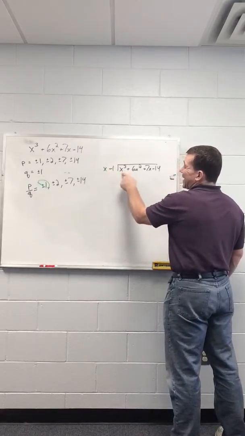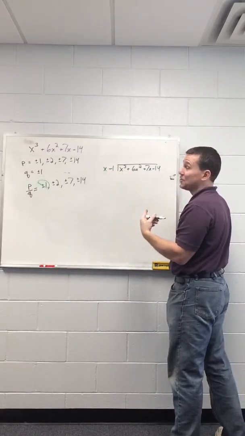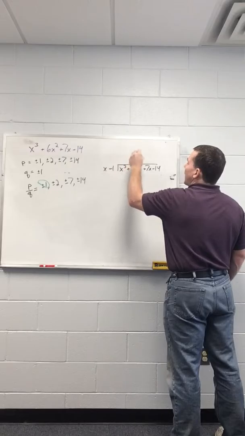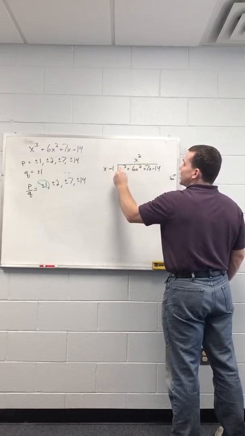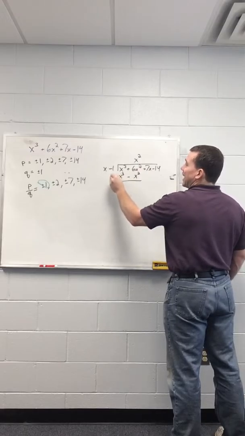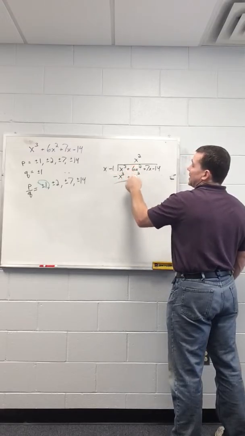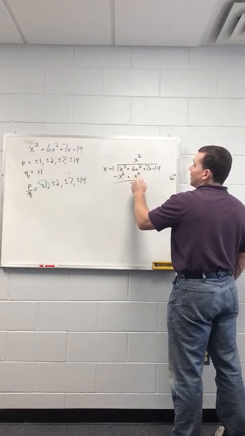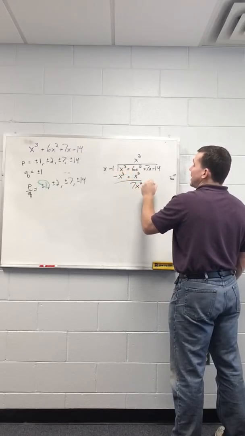Now, I'm going to do my division. What do I multiply x by to get x cubed? I'm going to go through this quickly because you guys already know how to do it. X squared. X squared times x is x cubed. X squared times negative 1 is negative x squared. I switch my signs, negative, positive. 6x squared plus x squared is 7x squared. Bring down the 7x.